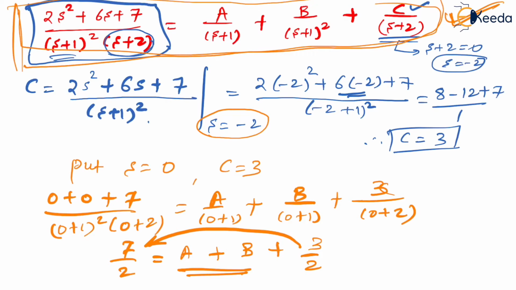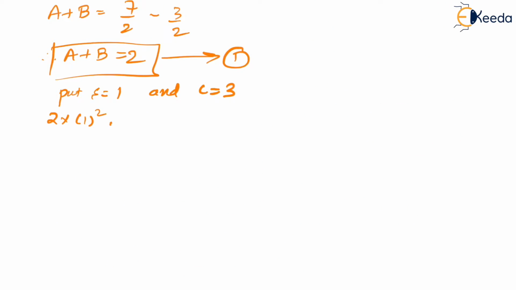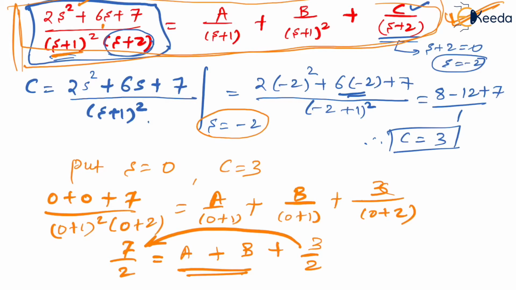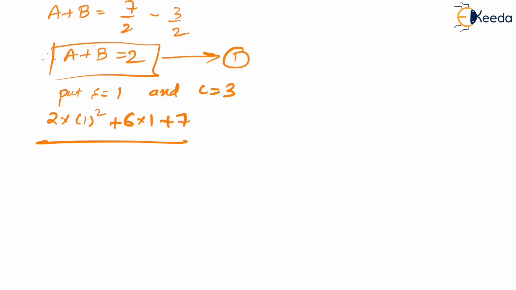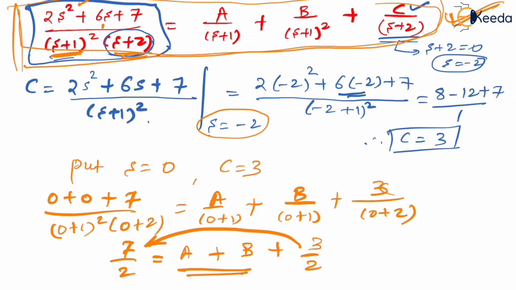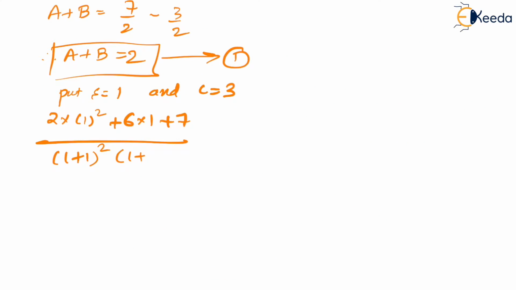2 into 1 squared, because it is 2s squared, so 2 into 1 squared plus 6 into 1 plus 6 into 1 plus 7, divided by s plus 1 the whole squared. So in place of s I have to put 1, so it becomes 1 plus 1 the whole squared, multiplied by 1 plus 2, so it becomes 1 plus 2, right?